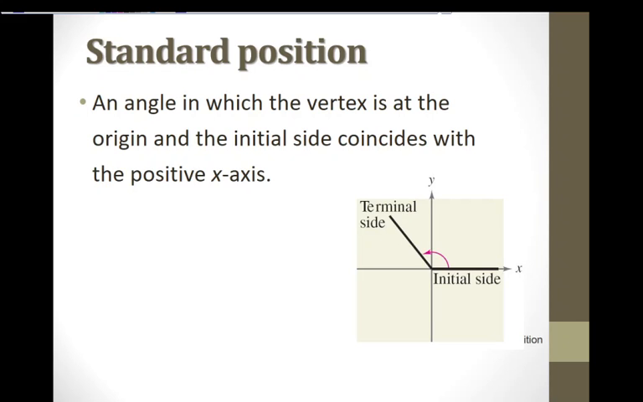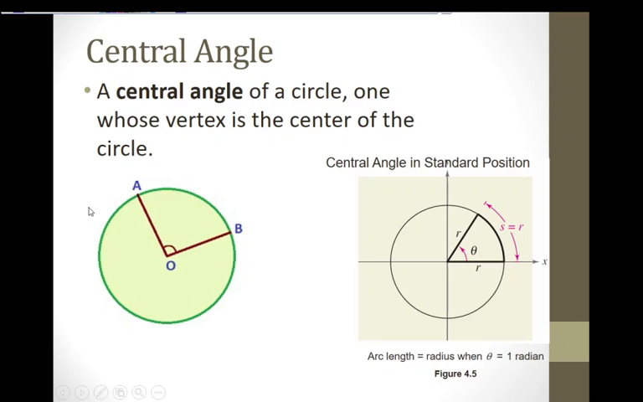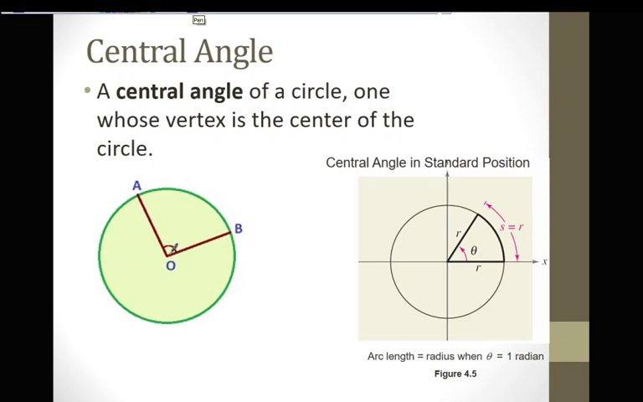We often deal with angles in standard position. Now, central angles. A central angle of a circle is one whose vertex is at the center of a circle. Central angle, center of a circle. So now we're putting an angle inside of a circle, and you can see this one right here. We have this circle. Here's the center. Here is our angle inside of it, and this angle measure represents our angle. So this is a central angle. When we talk about central angles, we're talking about angles inside of circles.